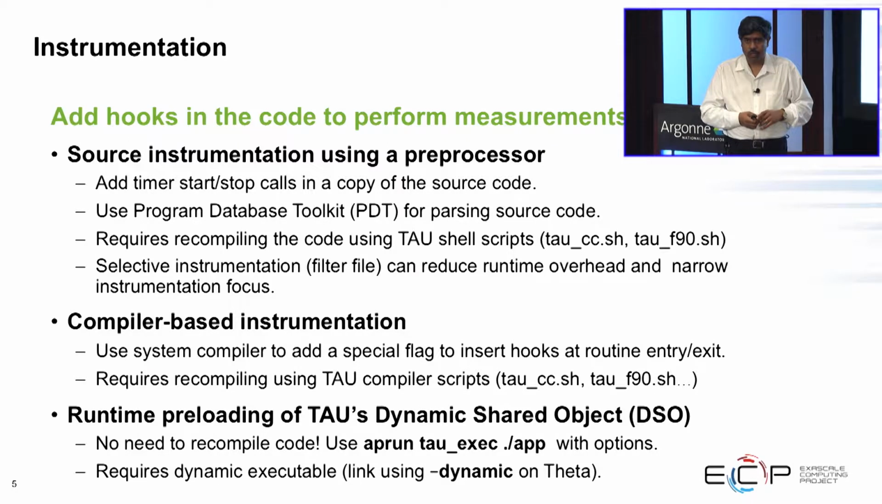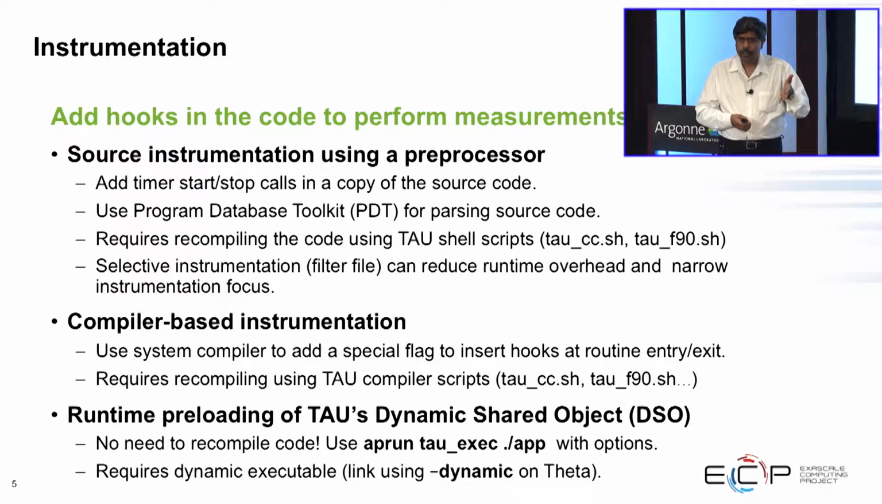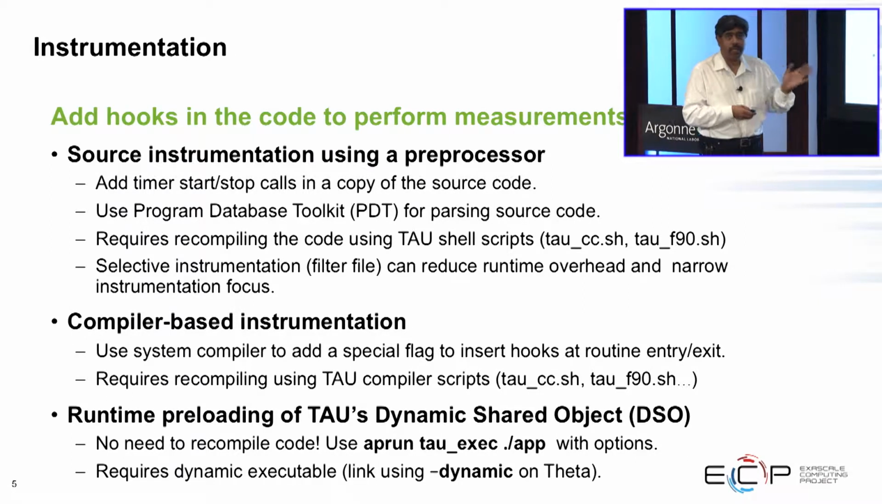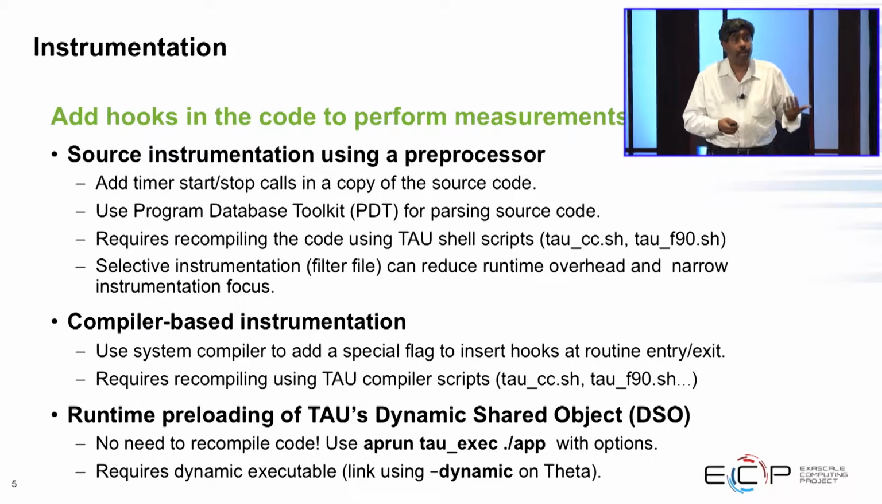So now we have a way to transparently execute an MPI application where I did not need to change anything. I take a dynamic executable and instead of saying aprun a.out, I can say aprun tau_exec a.out and I can see all the time spent in MPI calls.